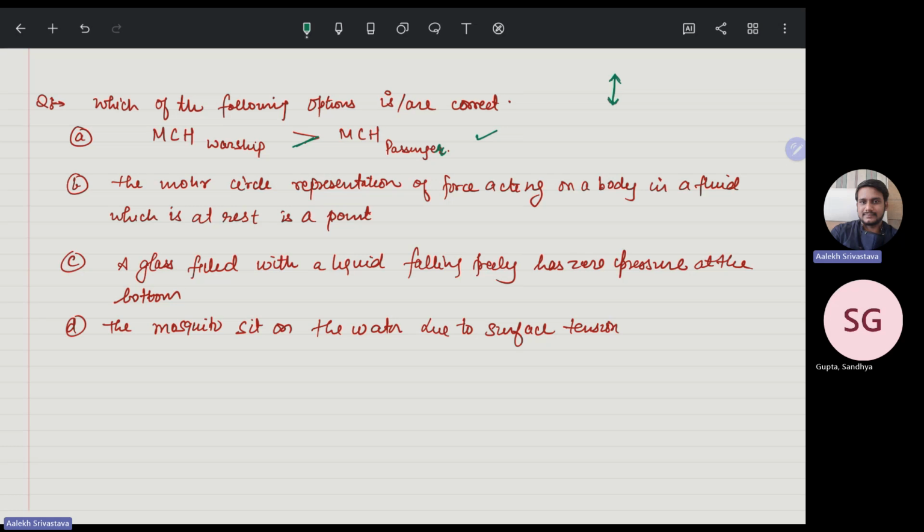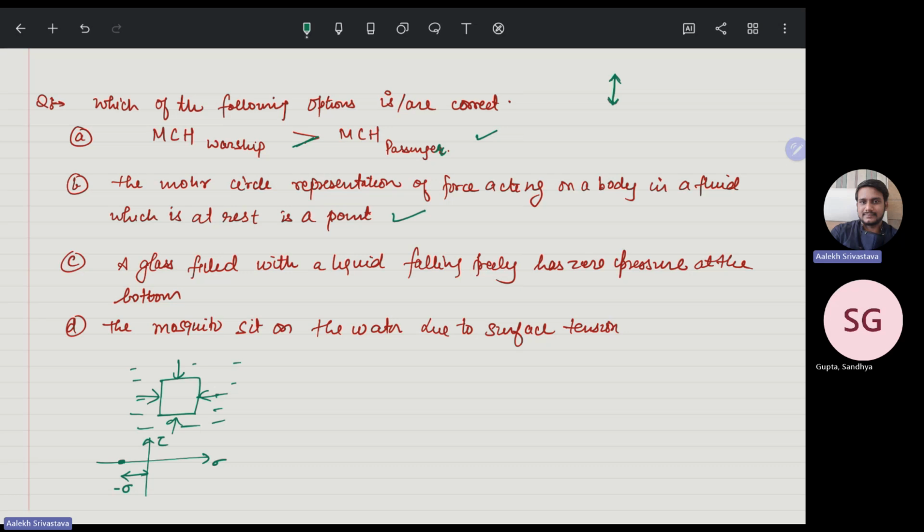The Mohr circular representation of a force acting on a body in a fluid which is at rest is a point. So suppose you have a body and a fluid at rest. The force acting here is compressive, acting from all directions with the same magnitude. Therefore, it is a point, compressive in nature, minus sigma, and this is your tau. So the Mohr circular representation is a point. So this is also correct.